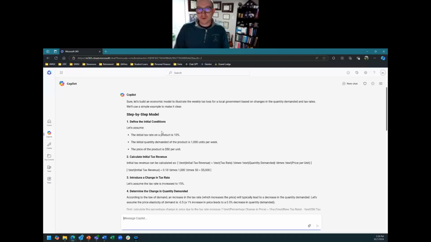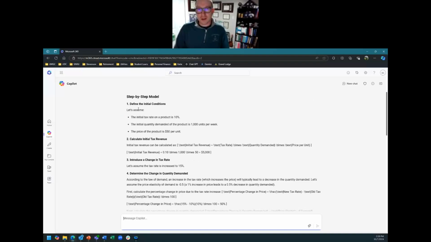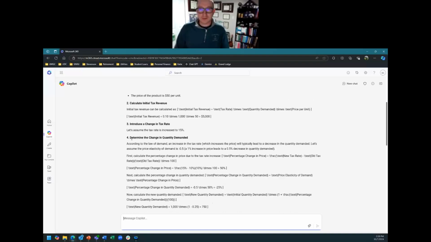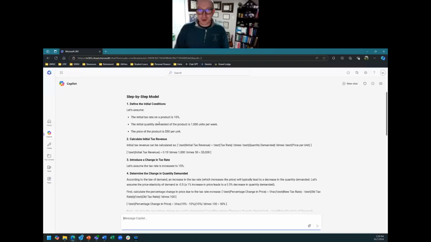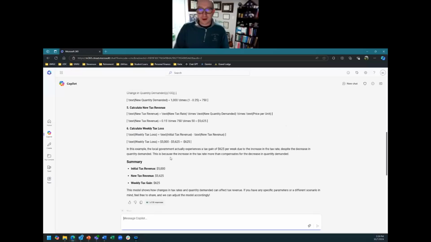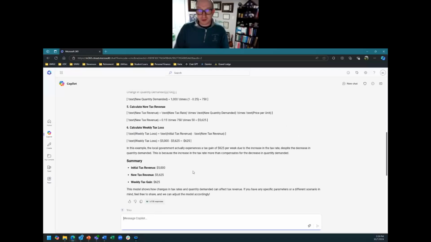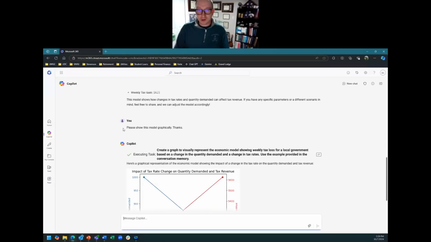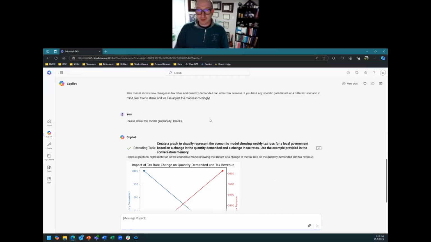So first, it outlined the exact steps that were taken to build the model, and you can see it's building in the model as it's showing you the steps. And then I went through and it created a summary. I said, great, now please show me this model graphically.